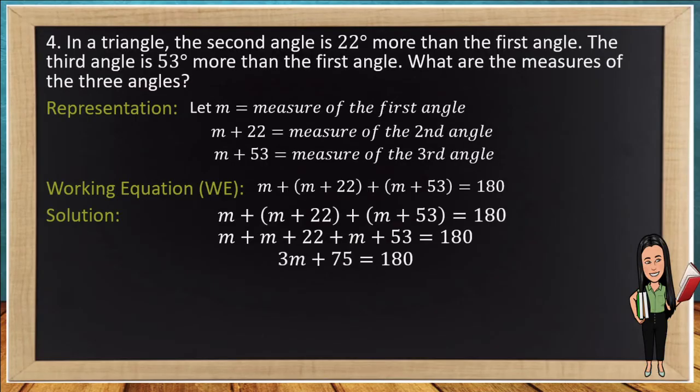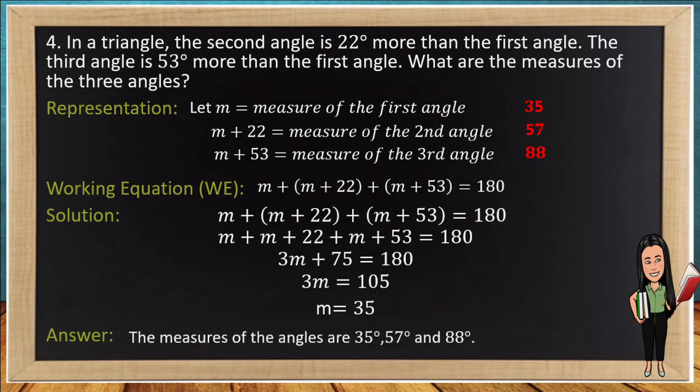Yan. So, the value of M is 35. Based on the question, yung M, measurement of the first angle. Yung second angle, 35 plus 22, which is 57. Yung third angle, 35 plus 53, which is 88. That is the measurement of all our angles. So, 35 degrees, 57 degrees, 88 degrees.